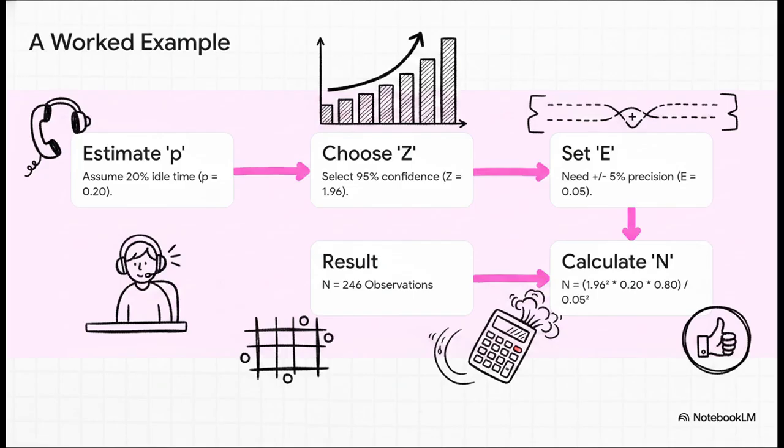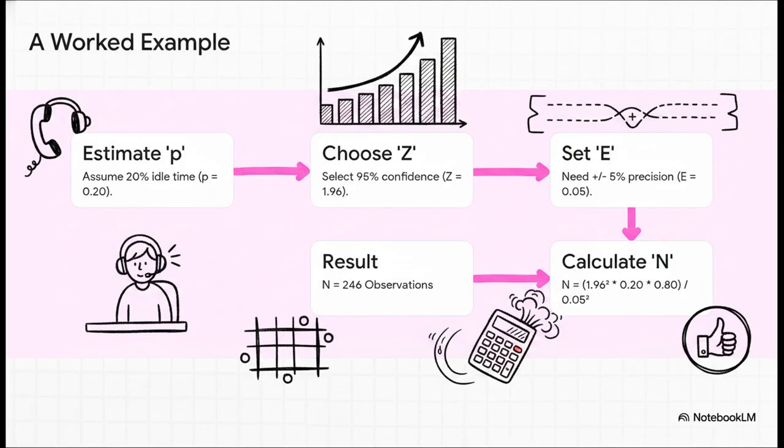Okay, let's put it all together and see it in action. Let's say we want to find out how much time call center agents are idle. Step 1, we estimate P. Our pilot study suggests it's about 20%, so P is 0.20. Step 2, we choose Z. We want the standard 95% confidence, so Z is 1.96. Step 3, we set E. We're okay with a precision of plus or minus 5%, so E is 0.05.